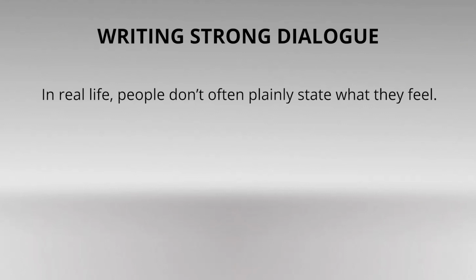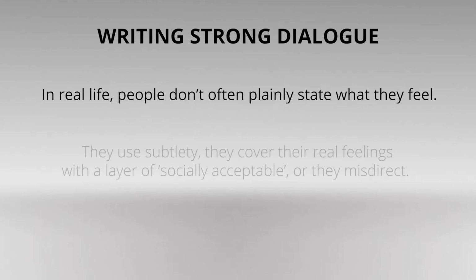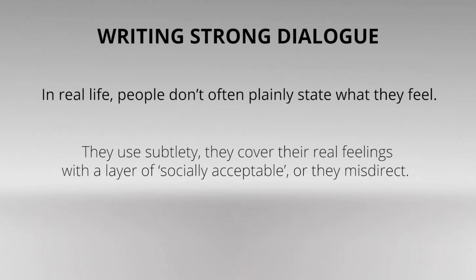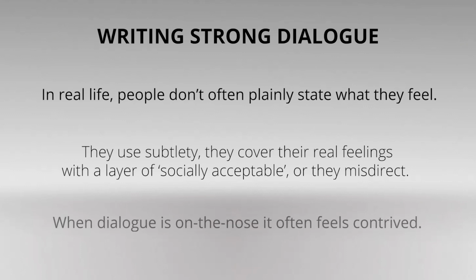Keep it concise. When a character says exactly what they're thinking, it's called on-the-nose dialogue. In real life, people don't plainly state what they feel. They use subtlety. They cover their real feelings with a layer of something socially acceptable, or they misdirect. When dialogue is on the nose, it often feels contrived. This is when the character explains the plot or the mechanics of the story.